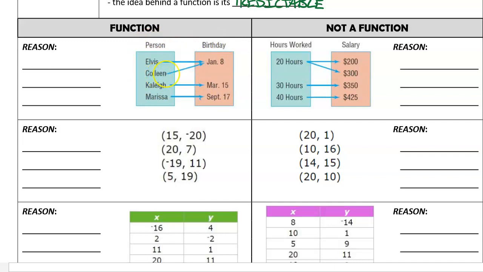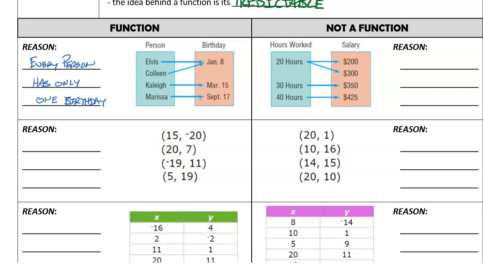If I ask you what's Colleen's birthday, there is only one predictable answer, and that would be January 8th. Every person is going to one birthday. Every x value goes to exactly one y value. It's okay that there's a repeat. Multiple people can have the same birthday, but a person cannot have multiple birthdays.